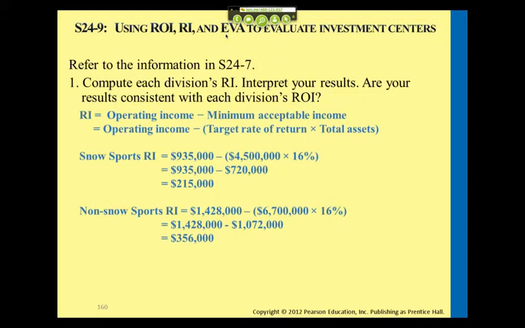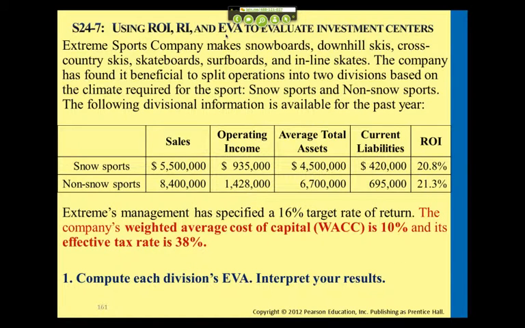So we're earning some income. Looks like the results are consistent with our previous ROI. All right, so let's look at the second part where we're going to be calculating the EVA. The same information, we're going to be comparing later EVA with the RI, because we said that EVA is an extended version of RI for our stakeholders.